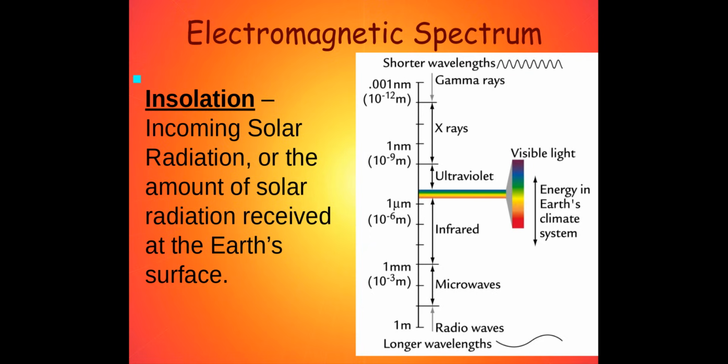The sun emits all wavelengths of the electromagnetic spectrum. It's called solar radiation. About 50% of the solar radiation that comes into the Earth's surface is in the visible light portion of the EM spectrum, which is right in this area. And that is what we use to heat our Earth.